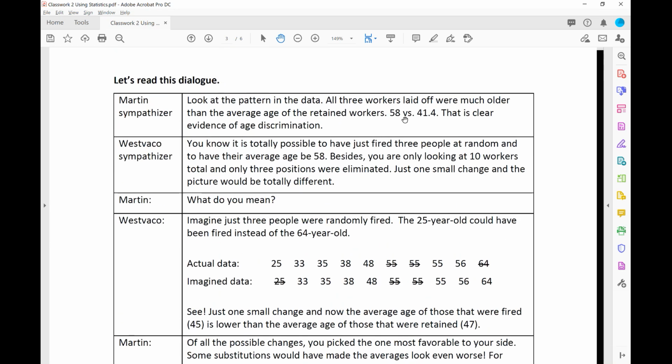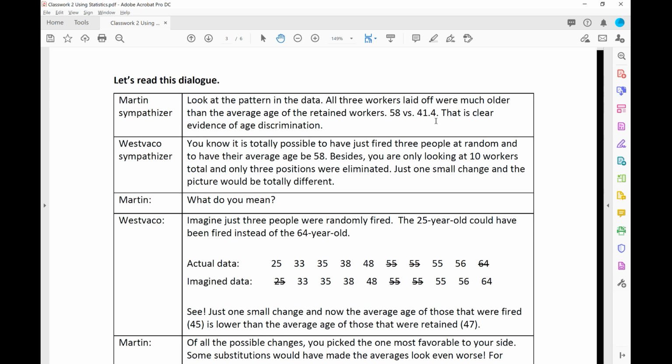So versus the average age of the people that were kept on was 41.4. Now Martin sued, claiming that he was discriminated against because of his age, and that was why he was let go. Westvaco said it had nothing to do with age, and 3 people were simply chosen at random to be fired. So while it makes sense that this could happen, that they could have chosen 3 people at random and have it be 3 of the oldest workers, the question really is, how likely is that to happen?